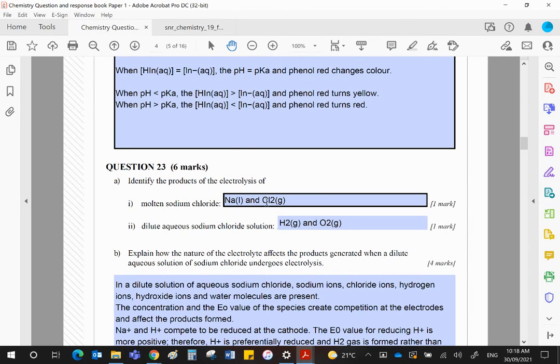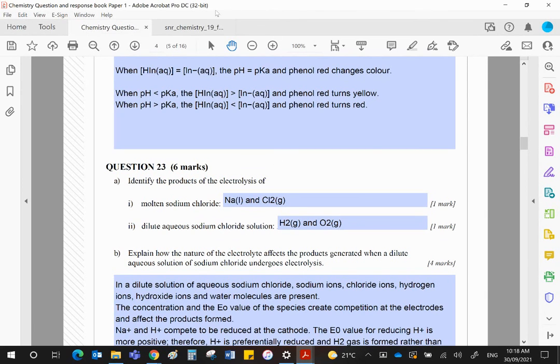Electrolysis of molten sodium chloride is simple because the only ions present are sodium ions and chloride ions, and they will discharge as sodium and chlorine. Notice it's got Na liquid because molten sodium chloride would be hot enough to melt the sodium. In fact, molten sodium chloride is over 800 degrees. Sodium melts at about 98. So that would be very, very definitely a liquid. This, of course, would be a gas at those high temperatures.